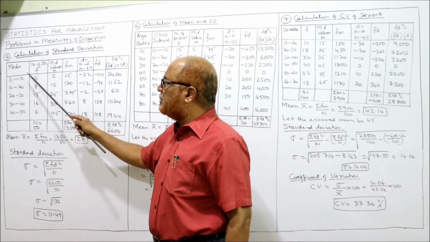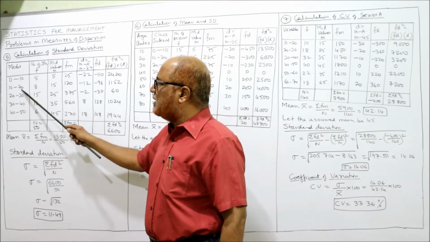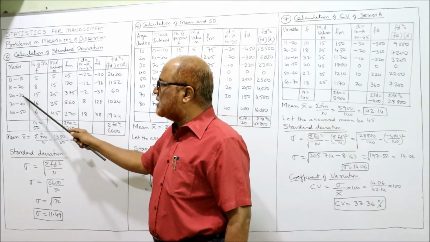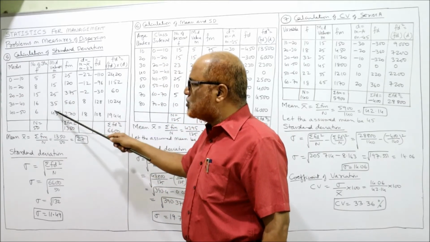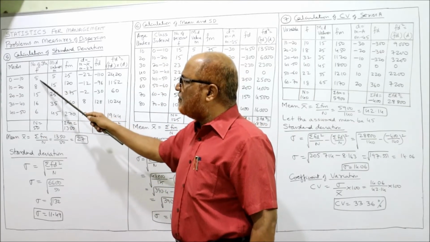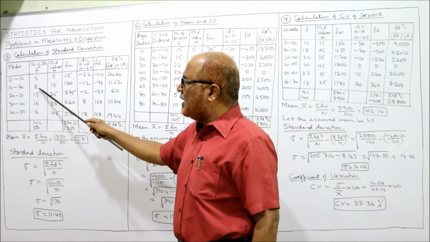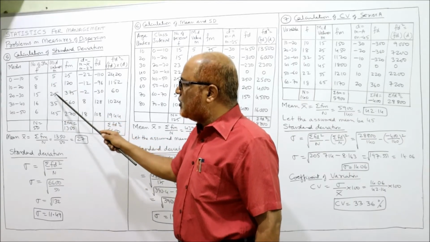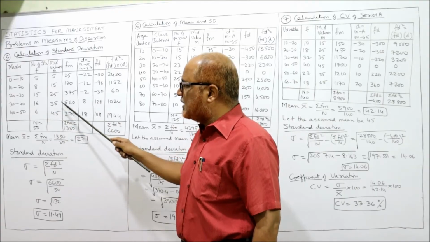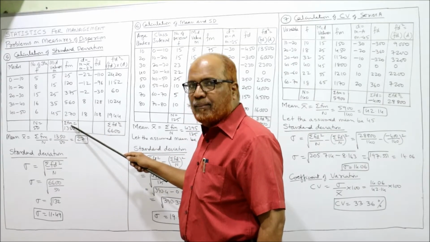0 plus 10 divided by 2, 5. 10 plus 20 divided by 2, 15. 20 plus 30 divided by 2, 25. Mid values. Multiply f into m, fm. 5 fives are 25. 8 into 15, 120. 15 into 25, 375. 16 into 35, and so on. Like that, take the total fm.